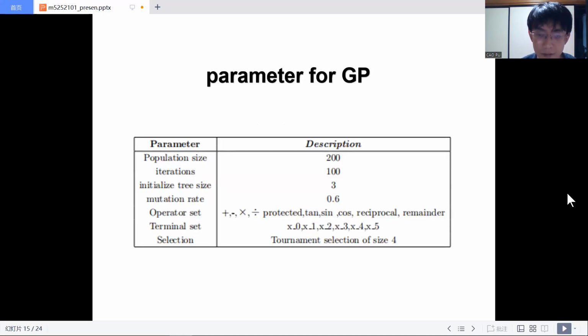These are the parameter settings we used for genetic programming, and let's focus on the operator set. We have plus, minus, multiply, divide, and so on, a total of 9 operators, and x0 to x5, a total of 6 terminal sets. And we're using tournament selection to select the better individuals.